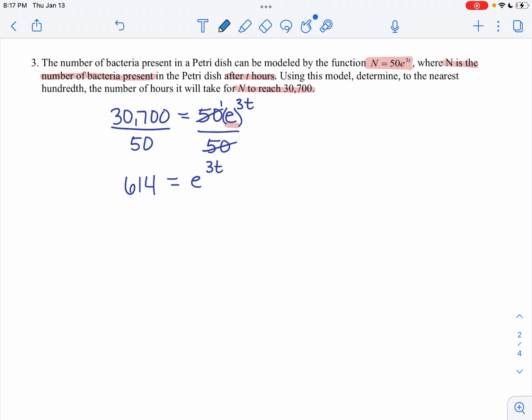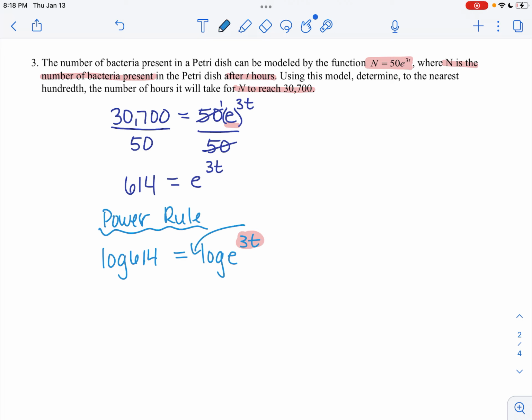So I'm going to use the power rule of logs. That would mean I'm taking the log of both sides. Power rule allows me to take the power, bring it to the front. So now I have 3t multiplying the log of e, and I have the log of 614.